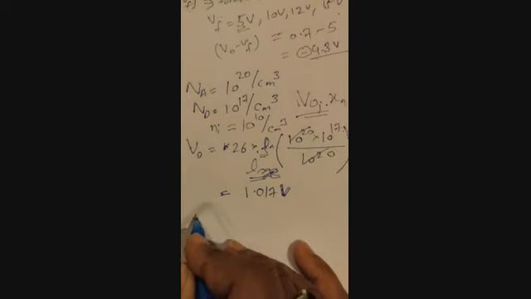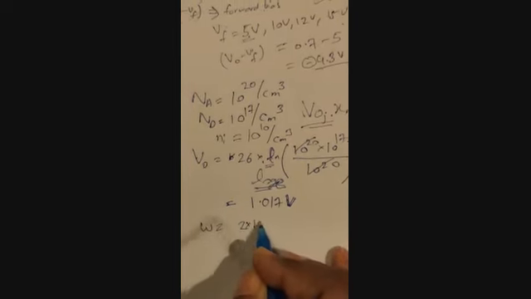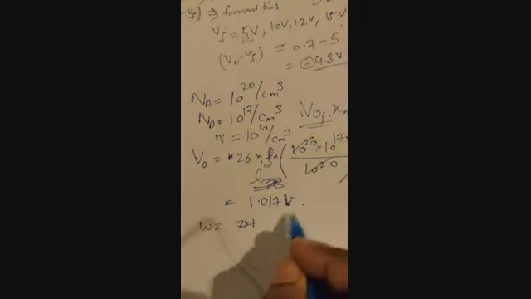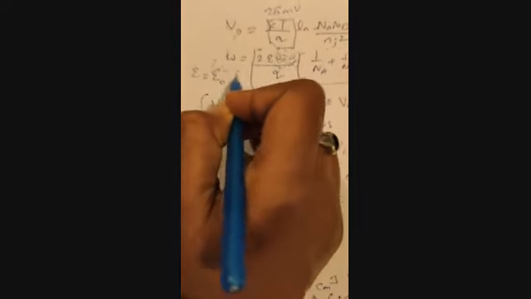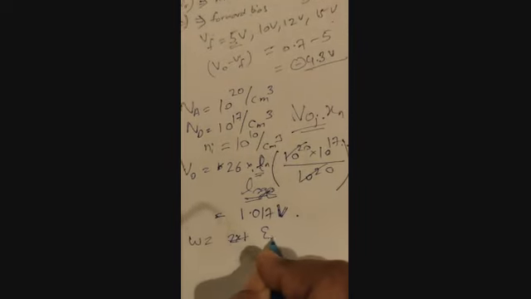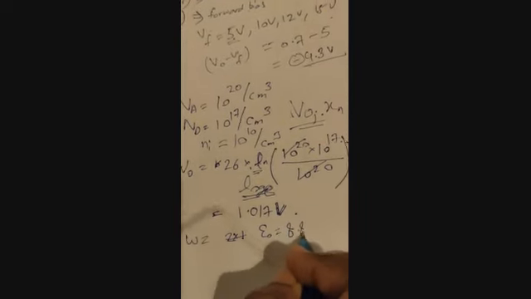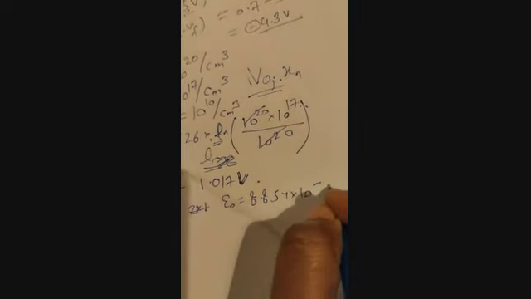Now you have to calculate W. W is the square root of 2 epsilon times V0, and so on. This is the expression which I have told you about W. Epsilon will be equal to epsilon naught into epsilon r. What is the value of epsilon naught? Epsilon naught is 8.854 into 10 to the power minus 12.